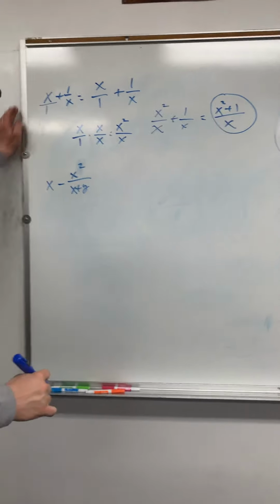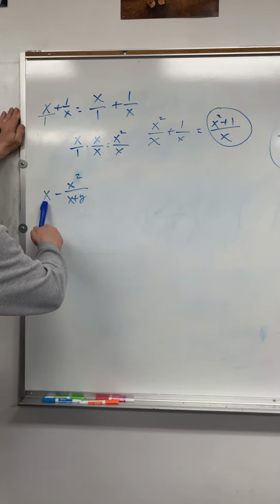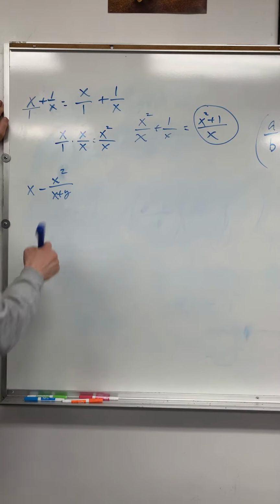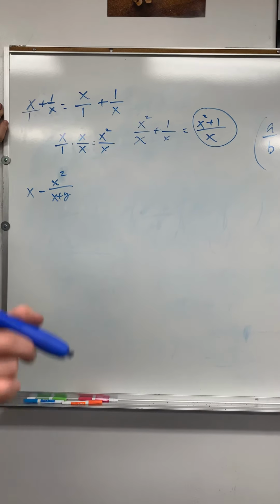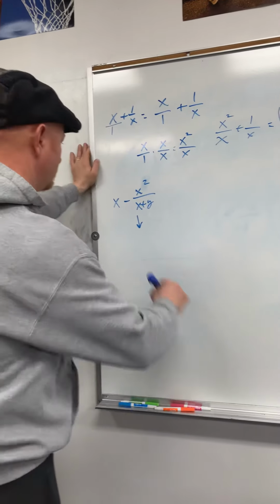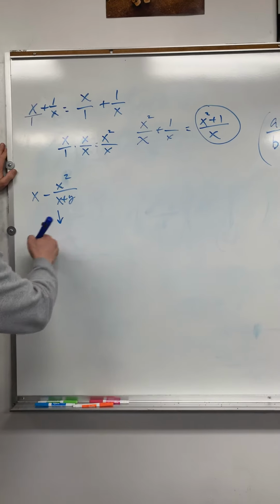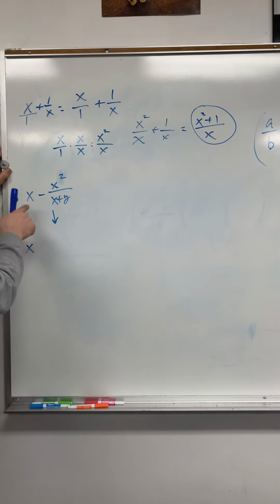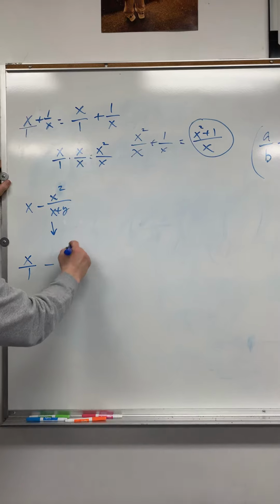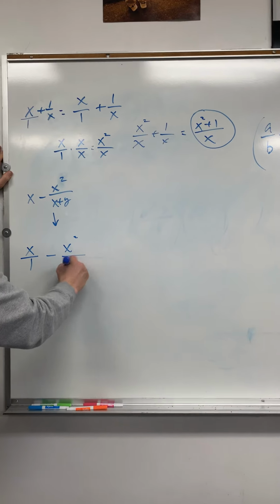Same concept. We've got x minus x squared over x plus y. What should we do for the first step? Exactly. Yep. Good answer, Darren. So we're going to take this x right here and put it over 1. So x over 1 minus x squared over x plus y.